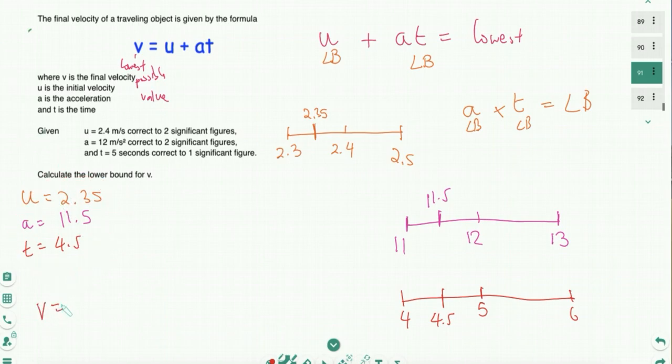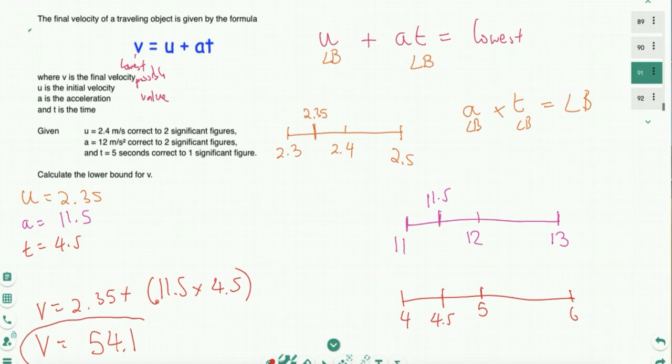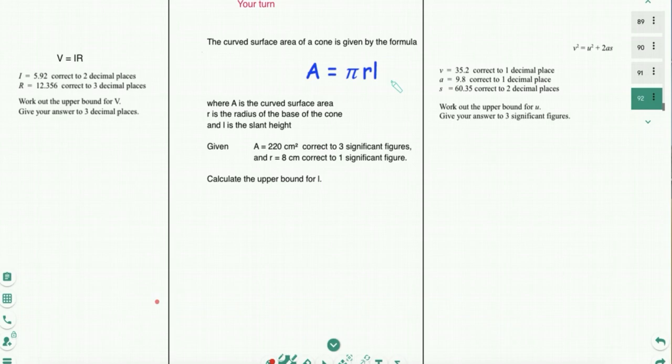So v equals u, which is 2.35, plus at, 11.5 times t, which is going to be 4.5. And that should be the smallest possible value, aka the lower bound for v. Plus 54.1. And that's our answer. Here are some questions you can try in your own time.